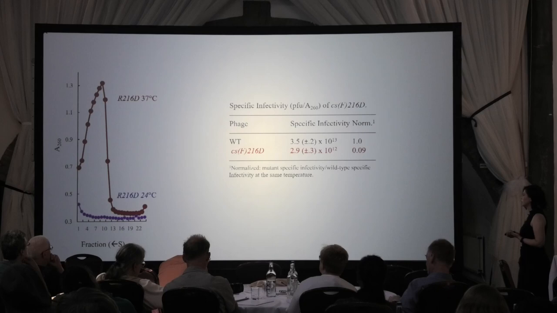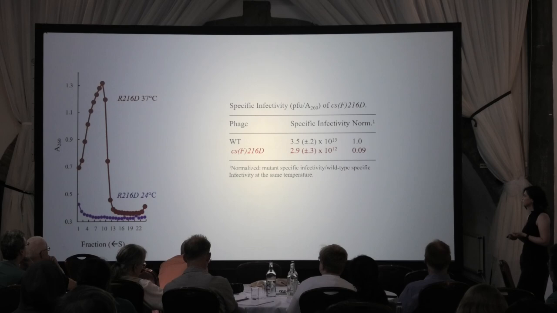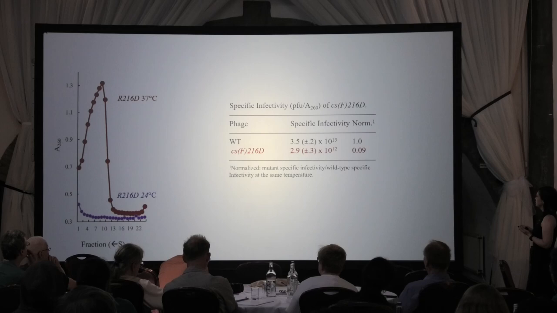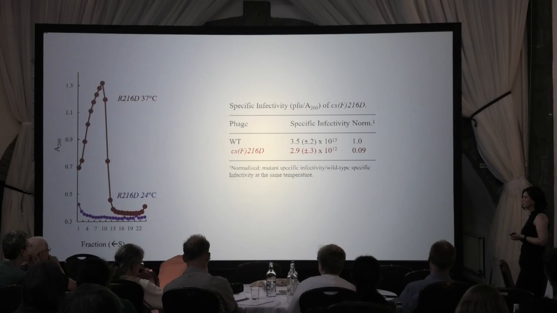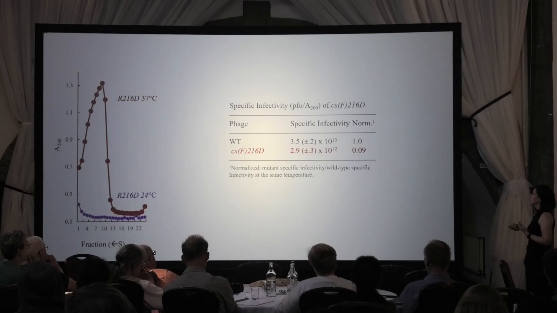But then when we look at this 24 degree profile, we in essence see a straight line. So it's appearing as if at 24 degrees, this mutant isn't able to cause an infection. And then looking at the specific infectivity data here, for 216D at 37 degrees, again, we're down an order of magnitude from wild type at 37. And we couldn't perform the specific infectivity analysis on the 24 degree infection just because we didn't generate any particles. So here we have something that is less infectious at 37, producing less particles at 37 degrees, but it doesn't seem to cause an infection at all at 24 degrees.